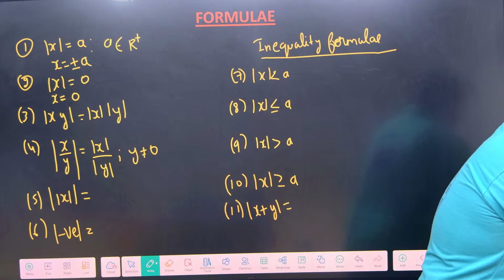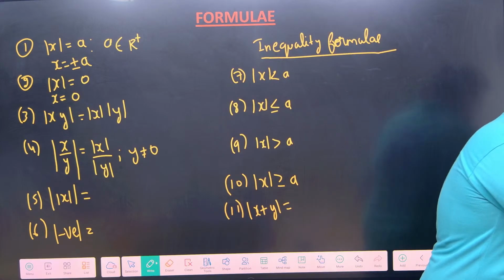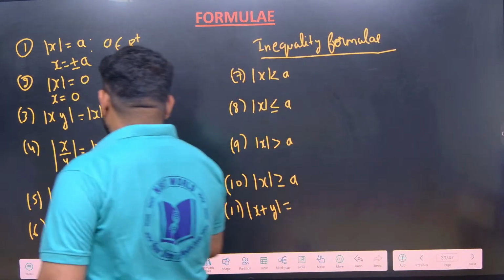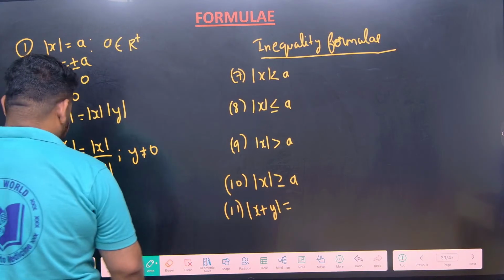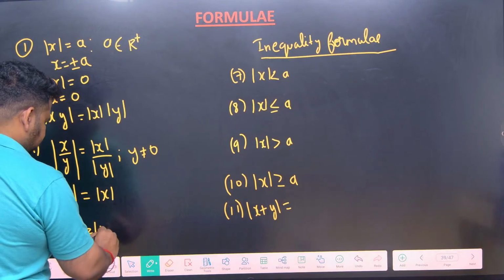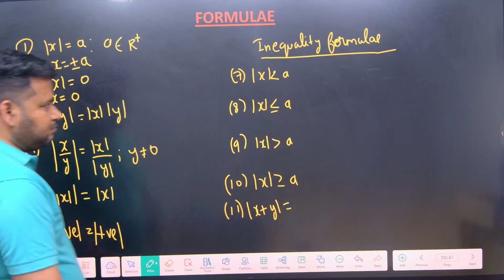See, mod of mod x will be mod x itself. Mod of a negative value will give us a positive value.